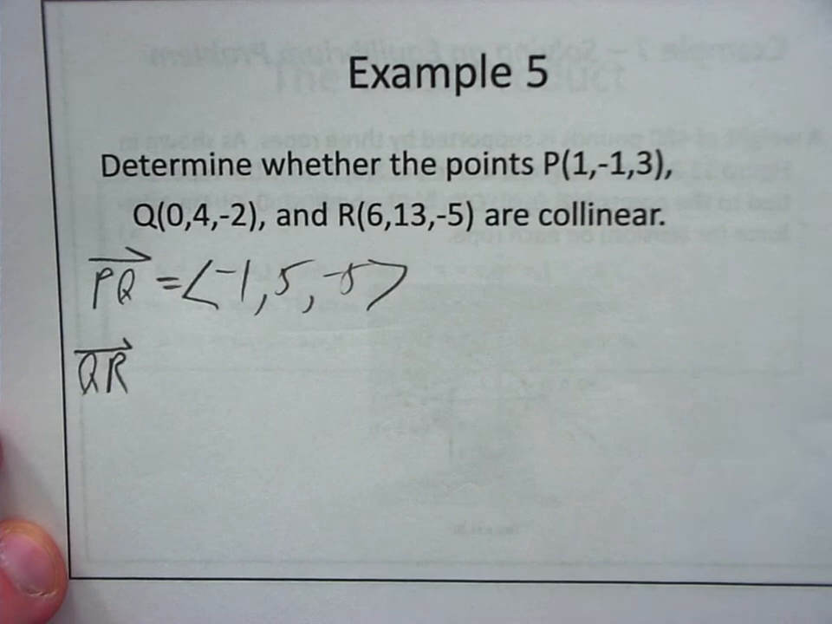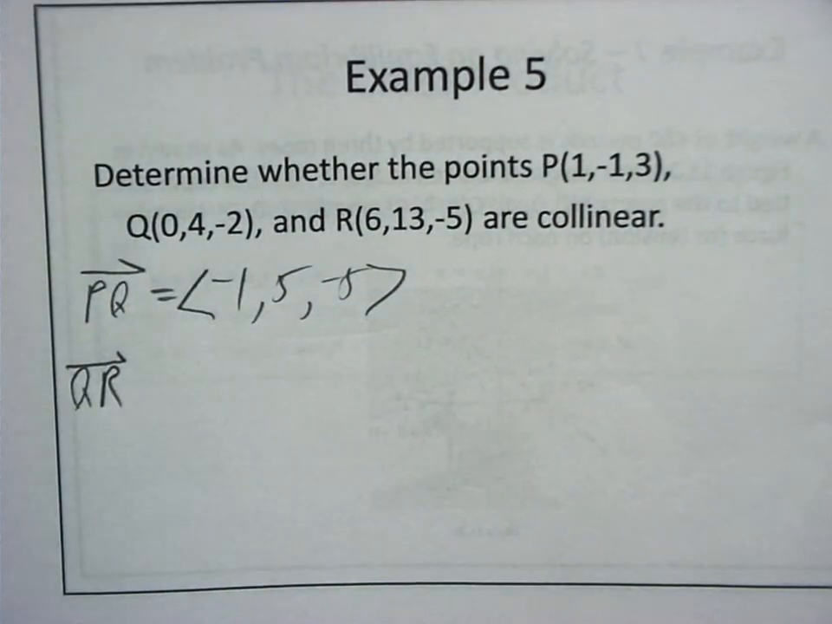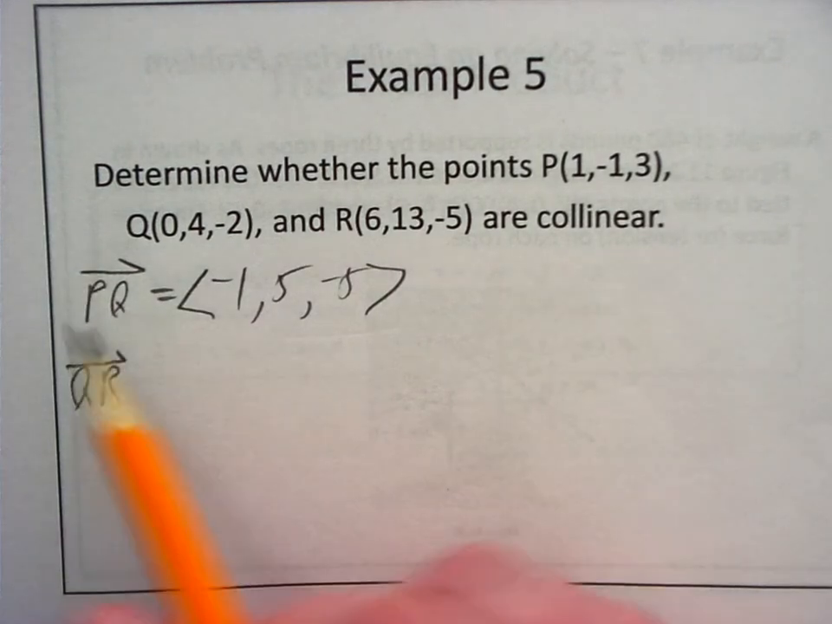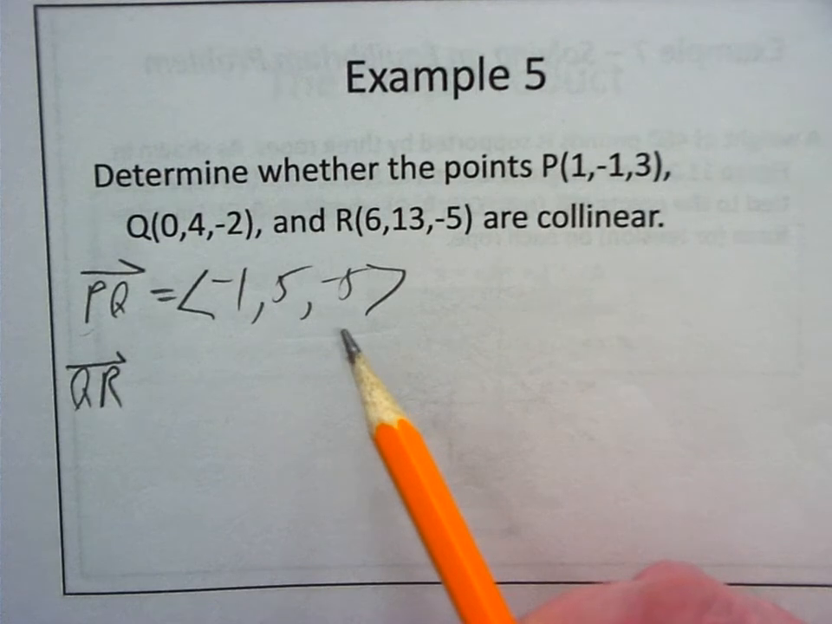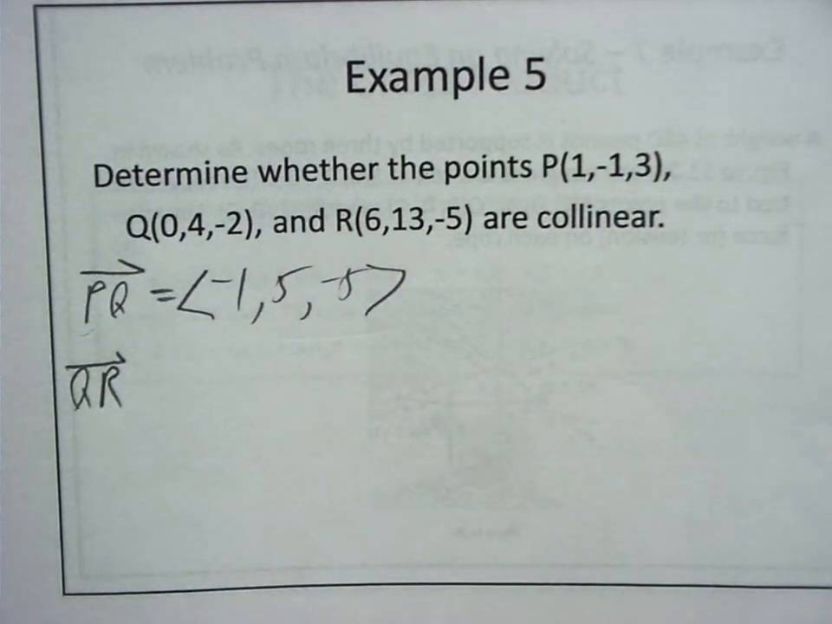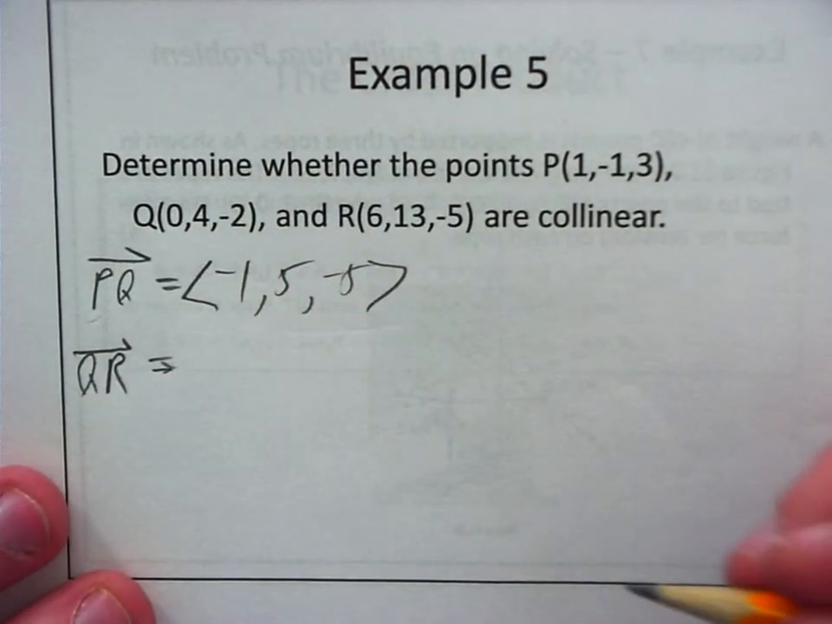What'd you say, John? Which do you choose as the terminal? Does not matter, because if you switch it from Q to P, this would just be 1, -5, and 5, right? So the multiplier would just flip signs. So as long as you're picking 2 different points, you're fine. What's the other one?